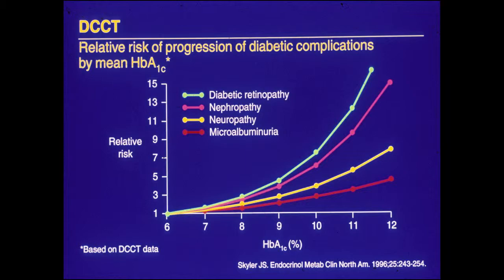And so diabetic retinopathy, which is the leading cause of blindness, nephropathy, over 50% of our patients who go on dialysis are there because of diabetes, neuropathy leading to ulcers, which are responsible for the 8 to 10-fold increase of lower extremity amputations, and microalbuminuria, which is the early sign of renal disease. All of these go up as the A1C goes up. But if you can keep it below 7%, there's very little risk of these microvascular complications. Once you get over 8%, it really takes off.